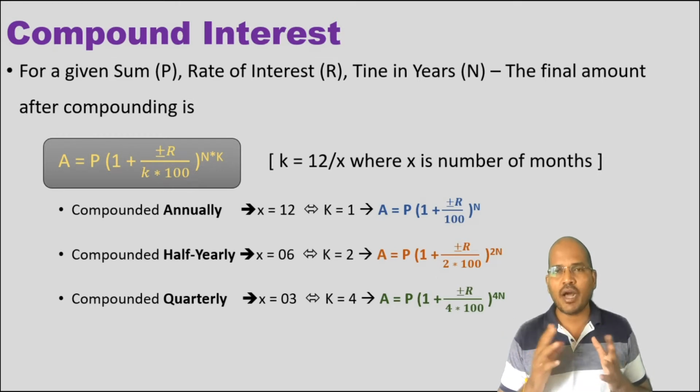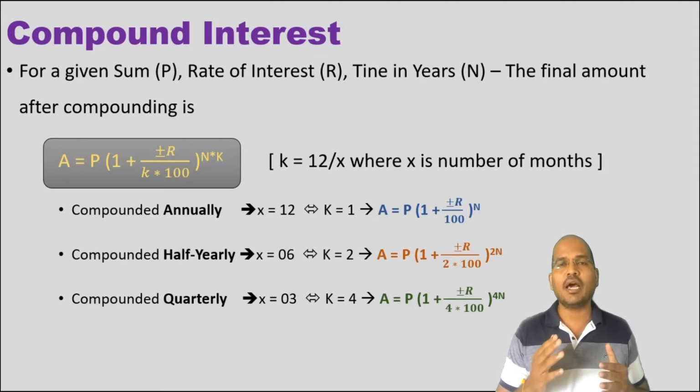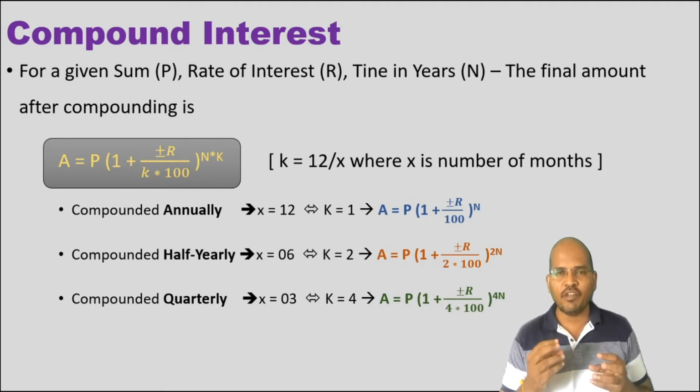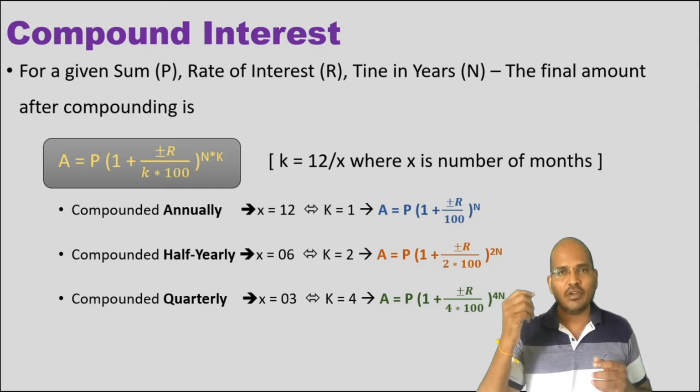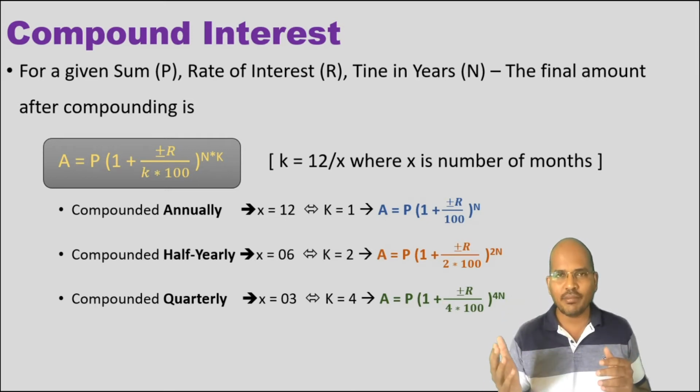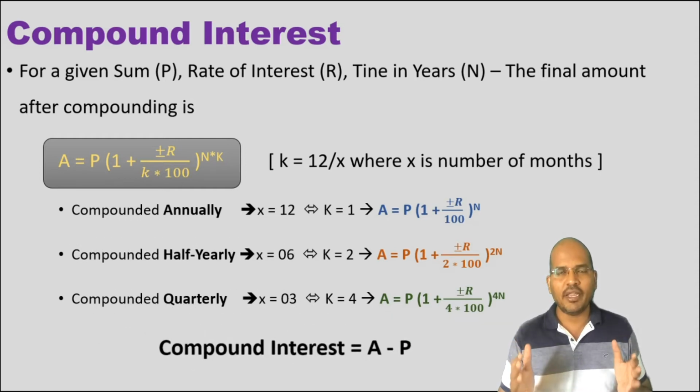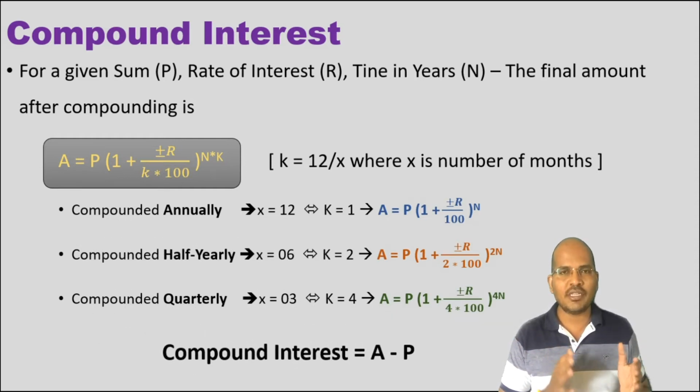So what do you observe? R became R by 4. If it is half yearly, R became R by 2. If it is quarterly, R became R by 4. So the value of R is being modified, and the number of times to calculate interest also gets modified. If it is N annually, 2N half yearly, 4N quarterly. Is that clear?